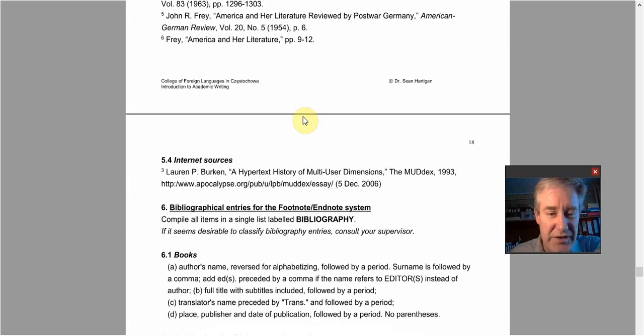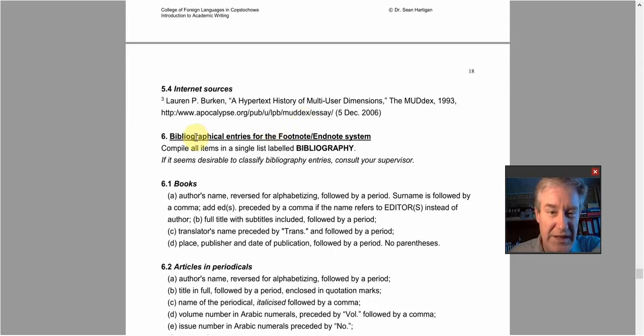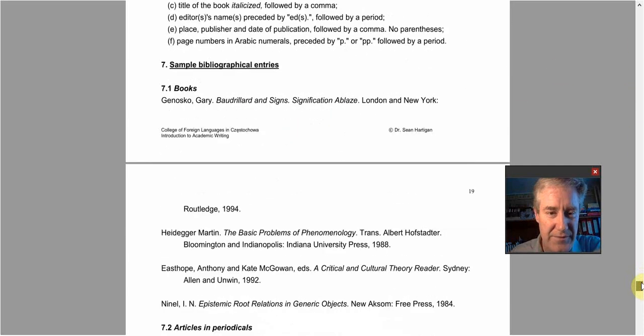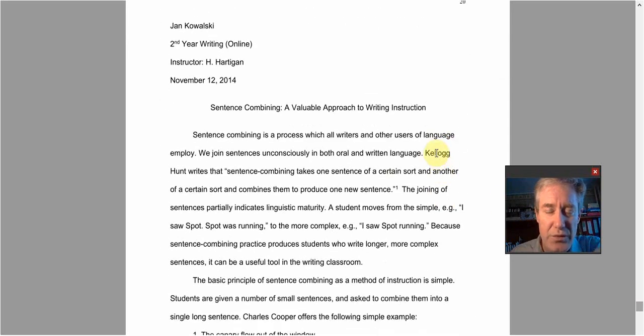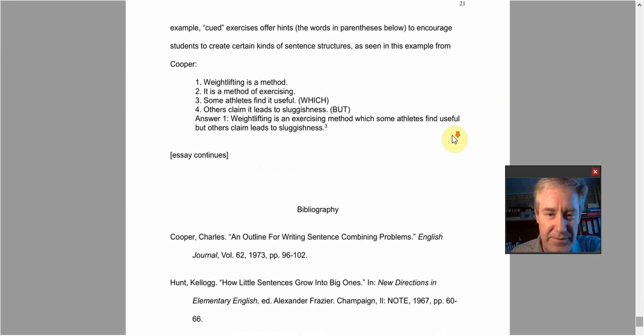The last thing I'll mention is the bibliographical entries. Right? So this is the list of all of your sources that you will put at the end of your essay. It says compile all items in a single list labeled bibliography. So let's just jump ahead to our sample essay again. So we're going to page 20 and then 21.